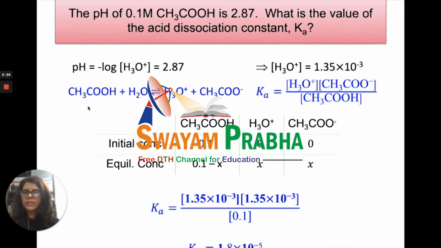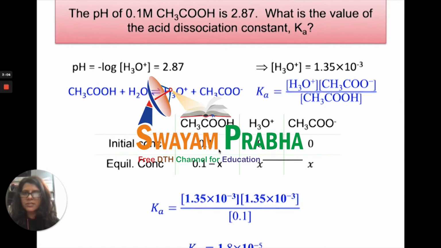Let us write down the equilibrium expression for the weak acid. CH3COOH giving you H3O plus and CH3COO minus. Let's write down the expression for Ka: H plus into acetate ion upon acetic acid. What is the next thing that we are supposed to do? Let us calculate the values of different concentrations in the solution. So you have acetic acid, you have H plus ions, you have acetate ions.